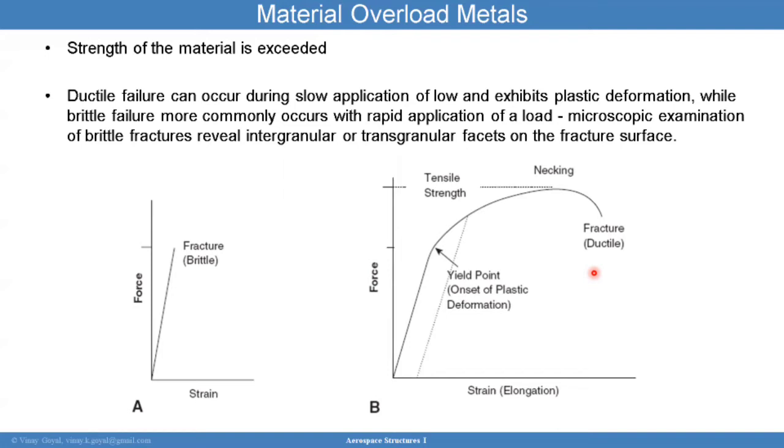brittle failures can be a problem because you don't have a lot of notice when they happen. As you can see here, like glass, it will just fail and you're done. Well, with ductile materials, you do have a little bit of wiggle room and maybe even some signs that this could happen before it actually happens.